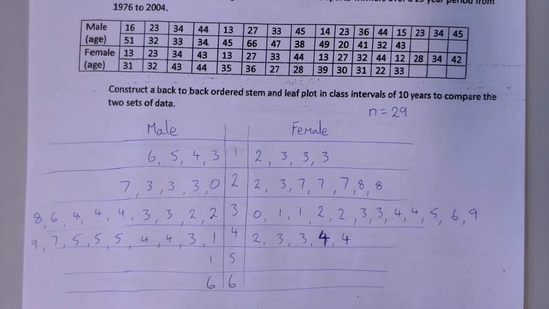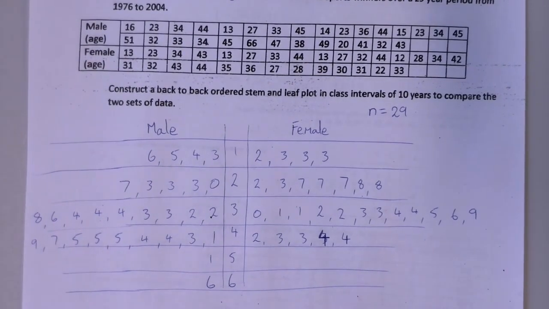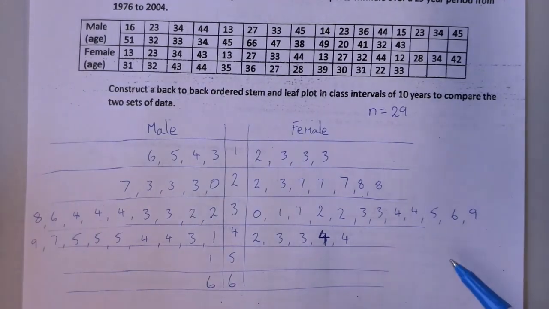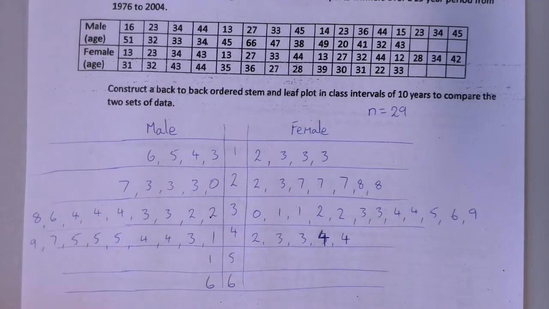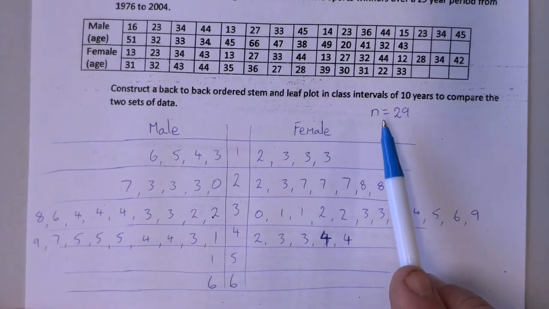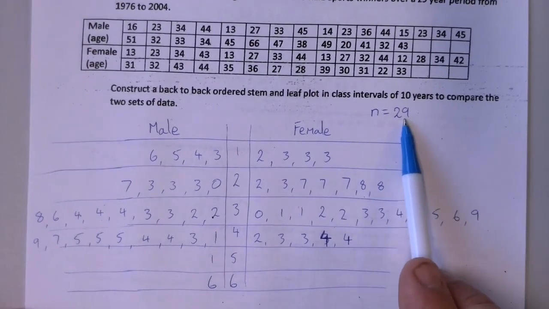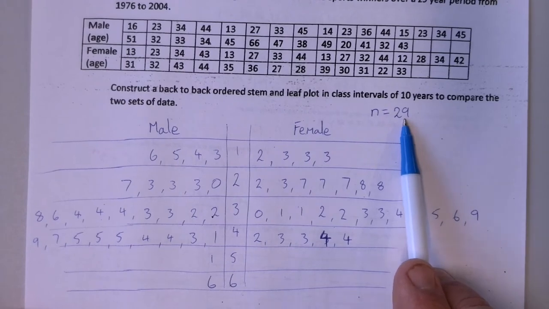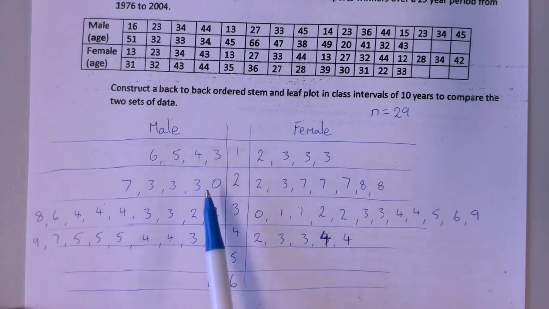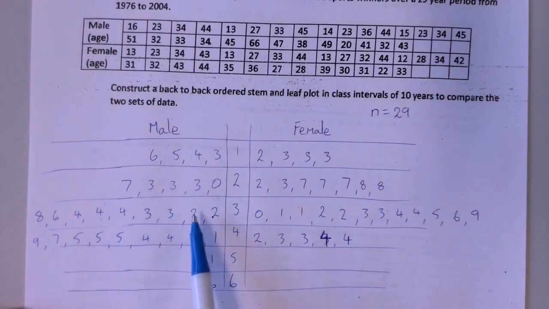Back-to-back stem and leaf plots are quite useful if you want to compare two sets of data. Okay, so this is how you draw it up. And then to try and find the median of each set of data, I have a look at how many scores of each there were. So there were 29 females and 29 males. So in each instance, I'm going to be looking for the 15th score, because that's exactly halfway.